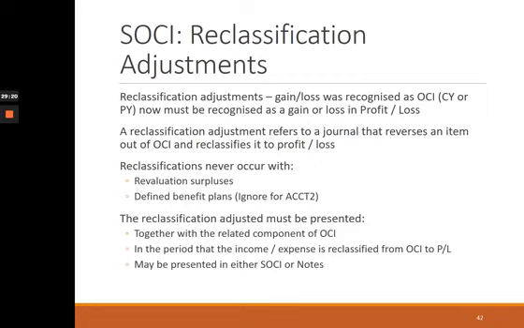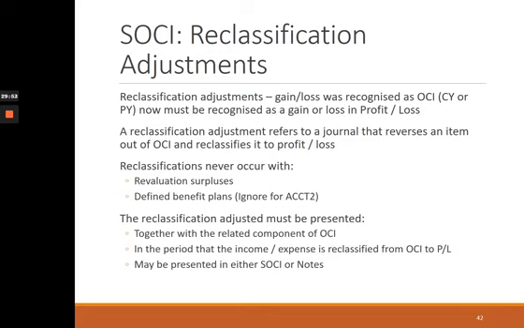Reclassification adjustments. This is when we have a gain or loss that was recognized as other comprehensive income, and we now want to classify that as a gain or loss in the profit and loss section. So a reclassification adjustment refers to a journal that reverses an item out of OCI and puts it into profit and loss. So reclassifications can never occur with revaluation surpluses or defined benefit plans. So you ignore that for accounting 2 purposes.